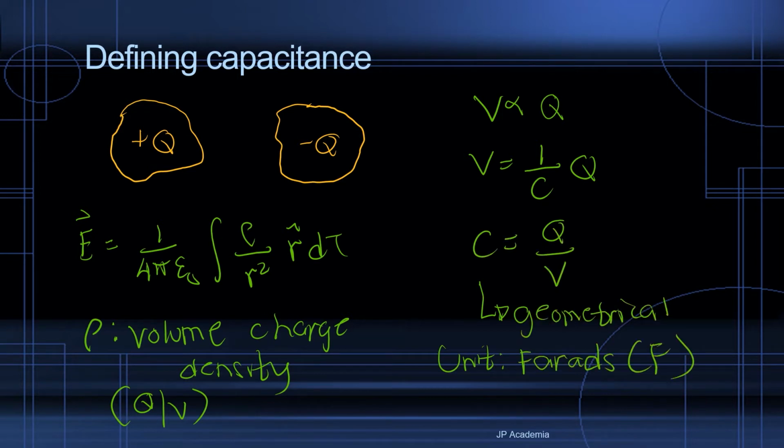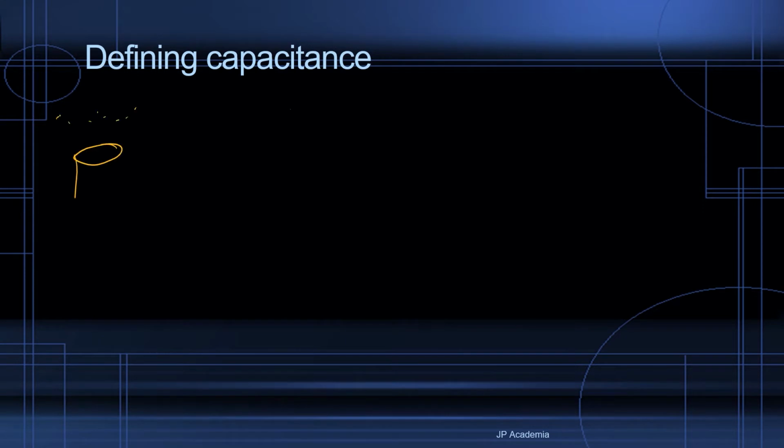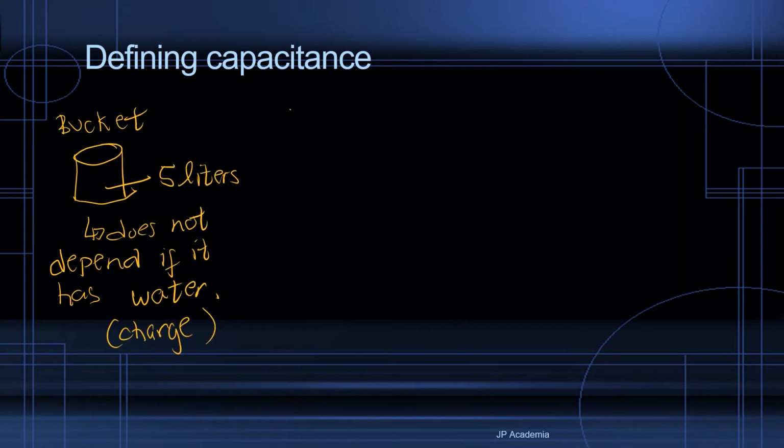Capacitance is a geometrical quantity, meaning it is related to the size, shape, and separation of the two conductors. It has a unit of farad, so 1 farad is equal to 1 coulomb per volt. Note that capacitance is usually small, and we commonly use microfarad or picofarad. I want you to remember that capacitance does not depend on whether they have a certain charge Q. Similar to a 5-liter bucket, let's say, it does not depend on whether it currently has water.